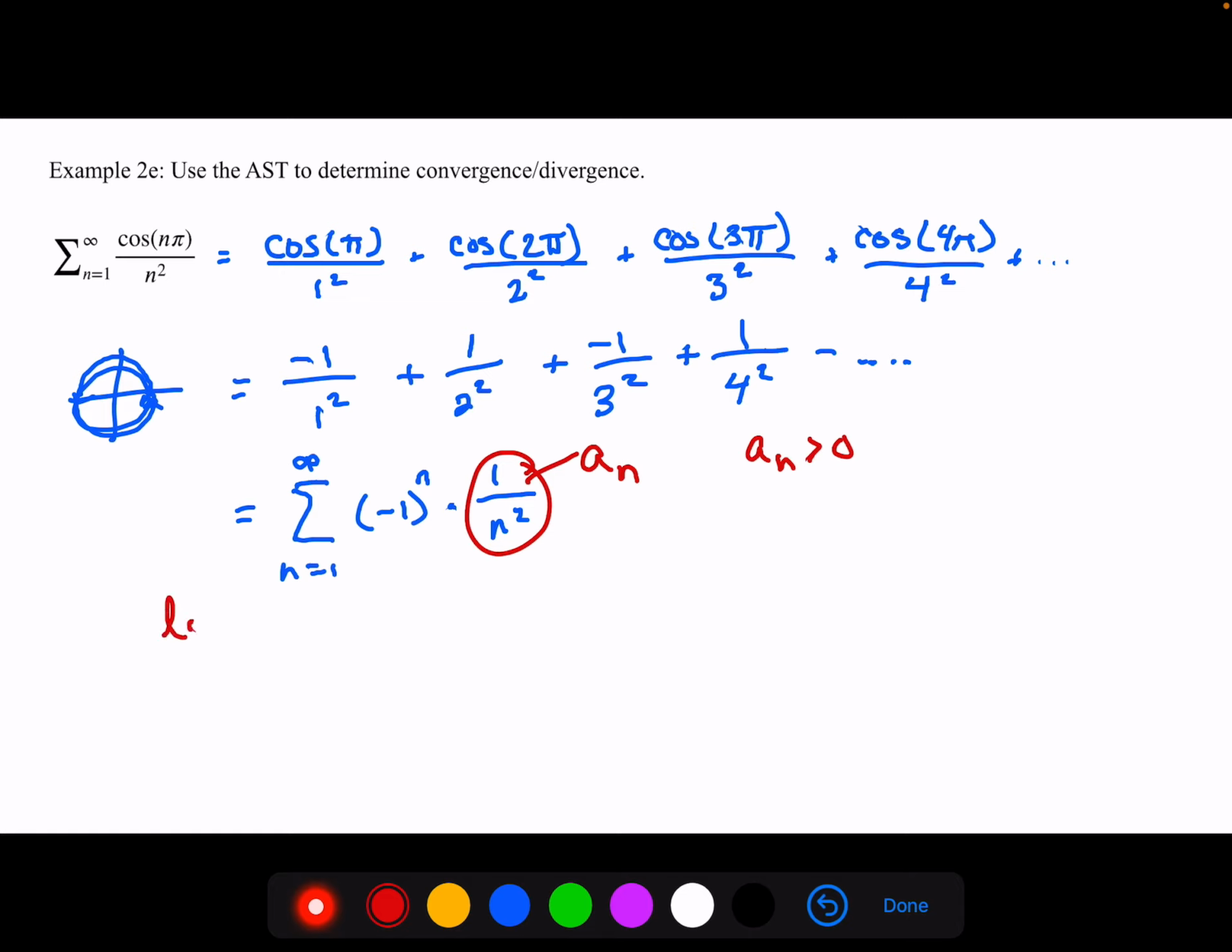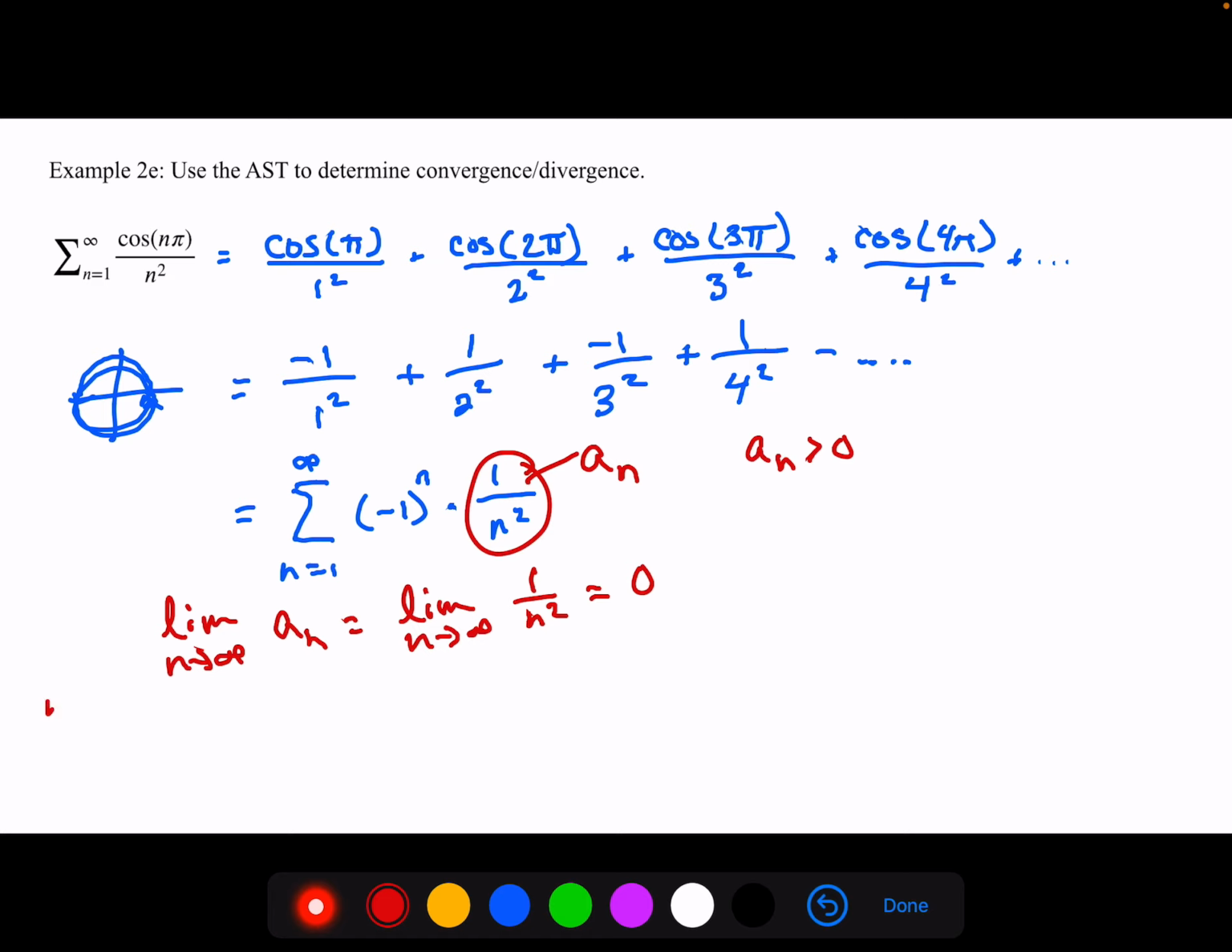We can take the limit as n goes to infinity of a sub n equals the limit as n goes to infinity of 1 over n squared. And when we send n to infinity, n squared also goes to infinity. So this is 1 over infinity, which is 0, and the limit.